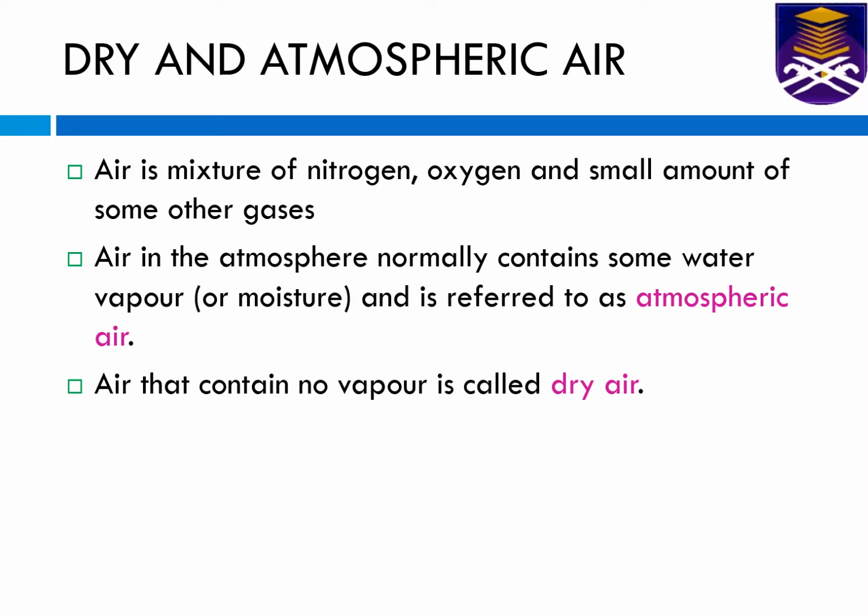Okay, before we proceed to the air processes, we have to understand the condition of atmospheric air. The atmospheric air is an air mixture which contains nitrogen and other gases. This is what we call dry air, the gases known as dry air. And then it also contains some vapor.